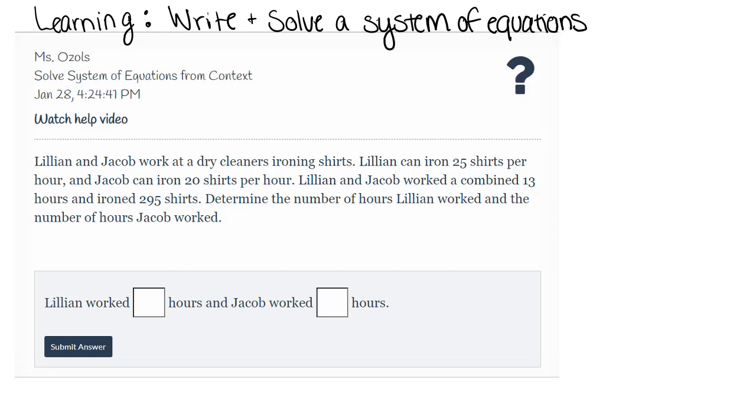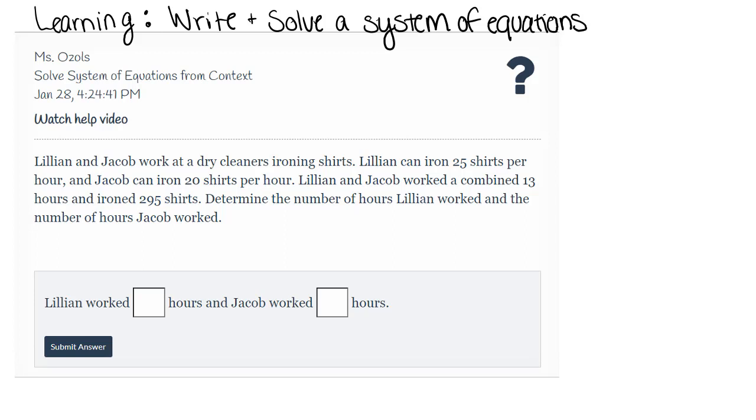In this video, we're going to learn how to write and solve a system of equations. So first thing I'm going to do is read the problem. Lillian and Jacob work at a dry cleaner's ironing shirts. Lillian can iron 25 shirts per hour, and Jacob can iron 20 shirts per hour. Lillian and Jacob worked a combined 13 hours and ironed 295 shirts. Determine the number of hours Lillian worked and the number of hours Jacob worked.